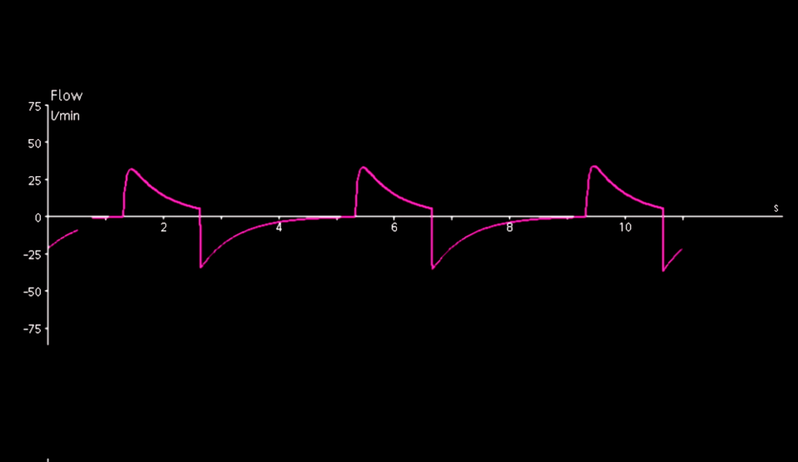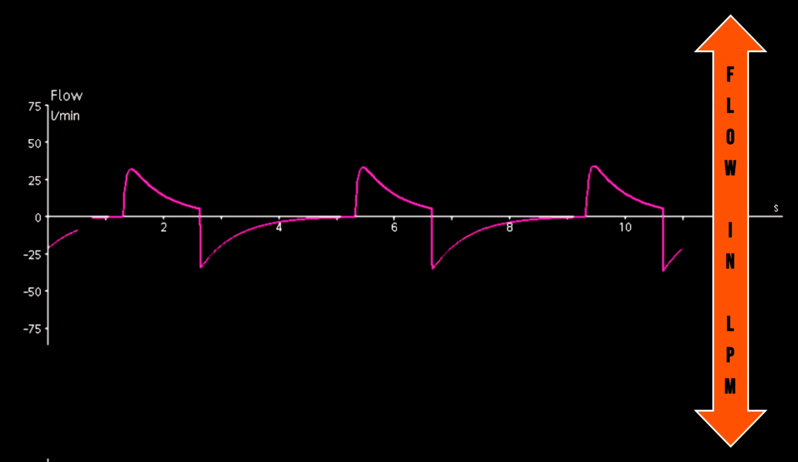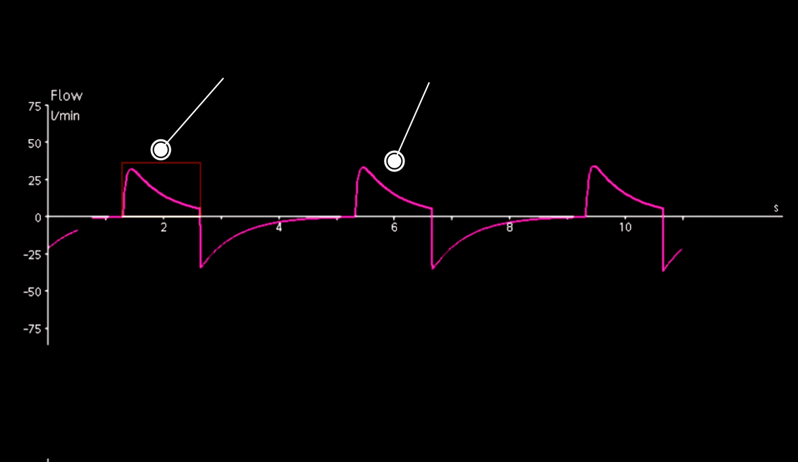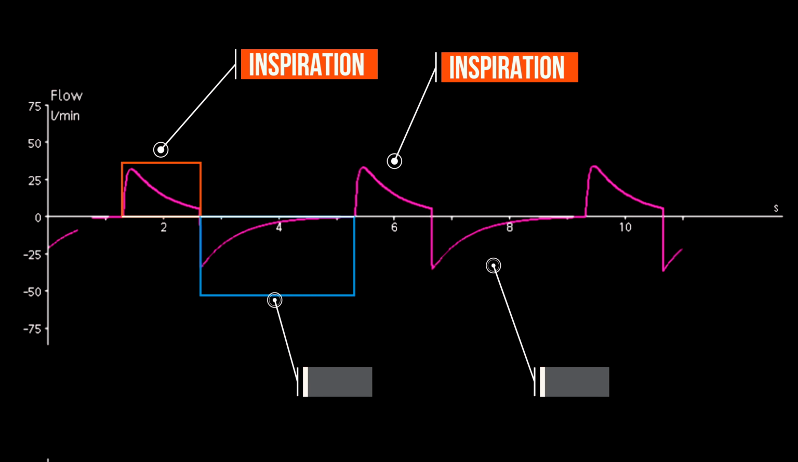Here is a typical flow waveform that I captured from the T1. The vertical axis represents gas flow in liters per minute, and the horizontal axis represents time in seconds. The solid white line in the middle correlates to zero flow. The portions of the flow waveform above the no flow line represent inspiration and expiration below it. I will dive deeper into specific flow waveforms in an upcoming module.